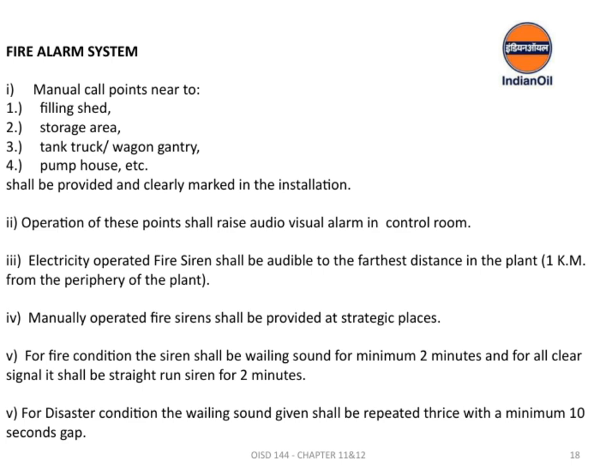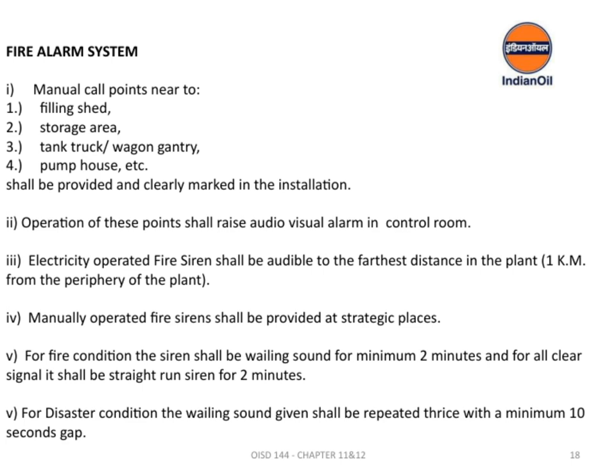Next, the fire siren system is crucial. An electrically operated fire siren should be loud enough to be heard up to 1 kilometer from the plant's periphery, ensuring that even those at the farthest points are alerted. Additionally, manually operated fire sirens should be strategically placed around the site for quick access and response.